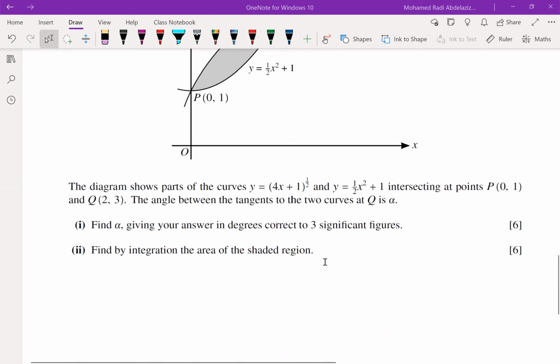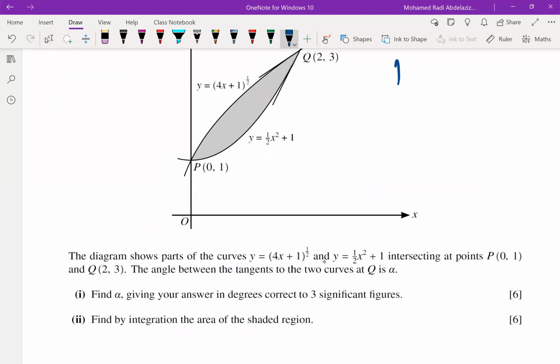Before we start, to get the measure of the acute angle between two lines, remember this formula, please. Tan theta, where theta is the angle between two lines, is equal to the magnitude of m1 minus m2, divided by 1 plus m1 m2. The magnitude sign means write it as a positive value, whether negative or positive, to get the acute angle in between.